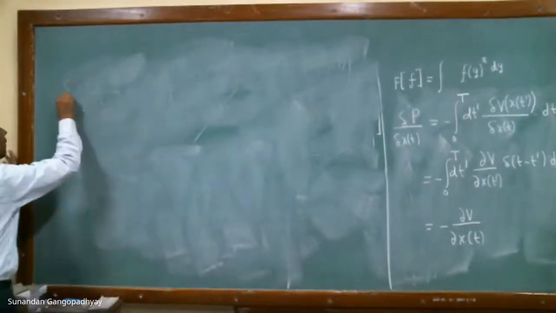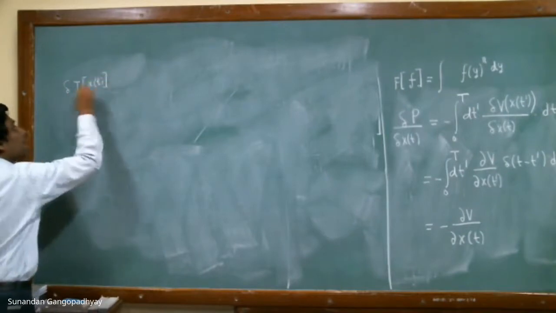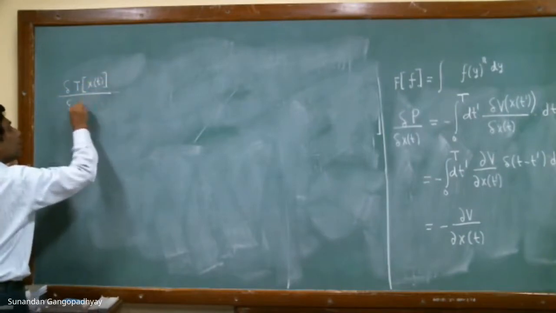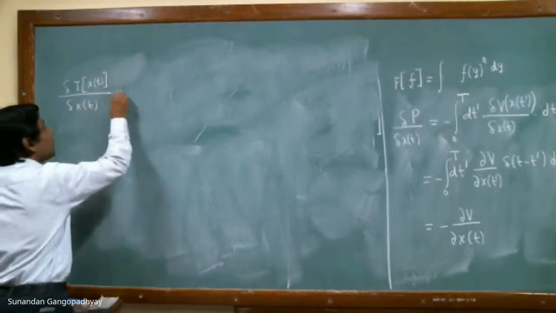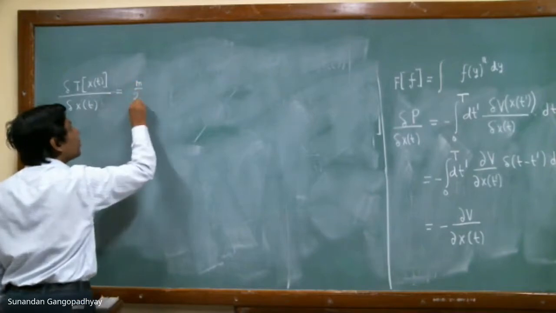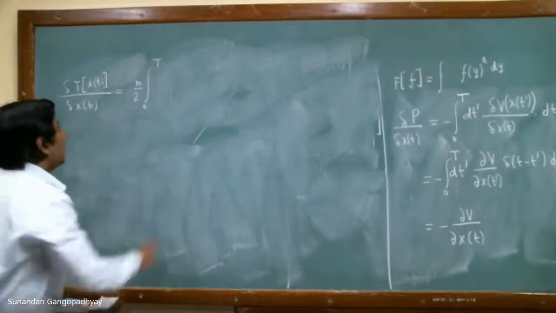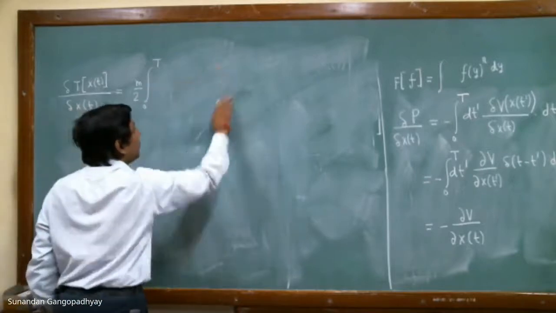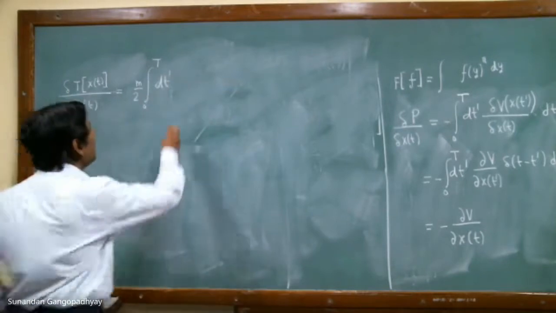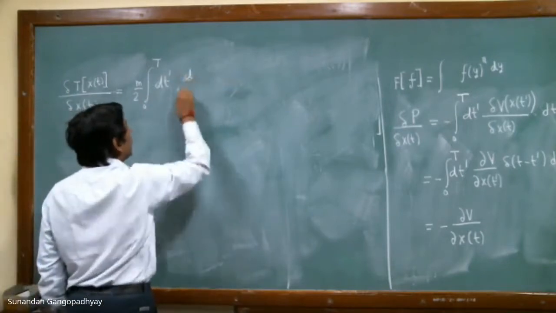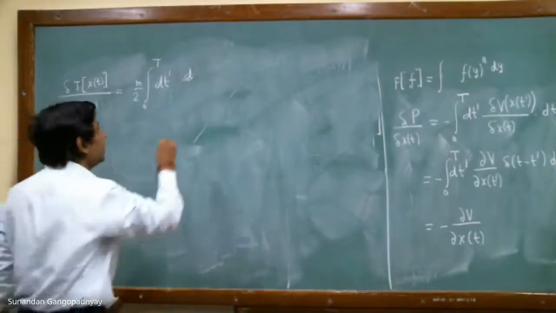So let us calculate delta t, which is a functional of x(t), with respect to delta x, and that is equal to n by 2 goes outside, integral 0 to t, and once again I shall make the dummy variable t prime. So we have a dt prime, and then the kinetic energy term is x dot square t.